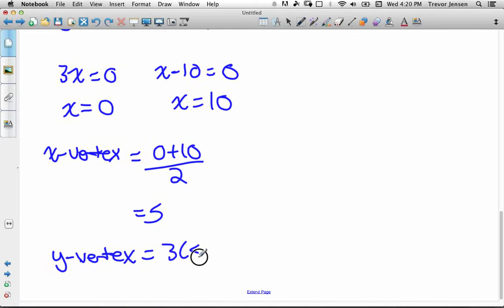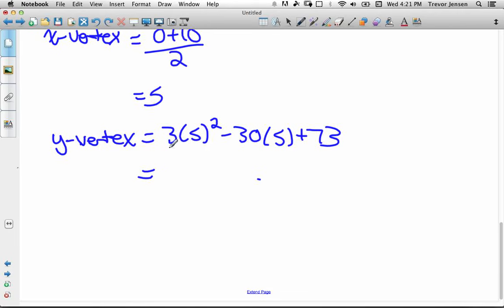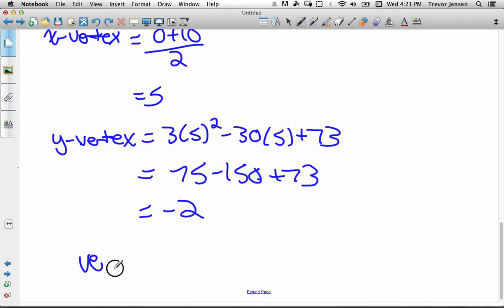So 3 times 5 squared minus 30 times 5 plus 73. I get 3 times 25, which is 75, minus 150 plus 73. So I get negative 75 plus 73, which is negative 2. And good, I have verified my answer that I got when I was completing the square. I got (5, negative 2) as the vertex once again.